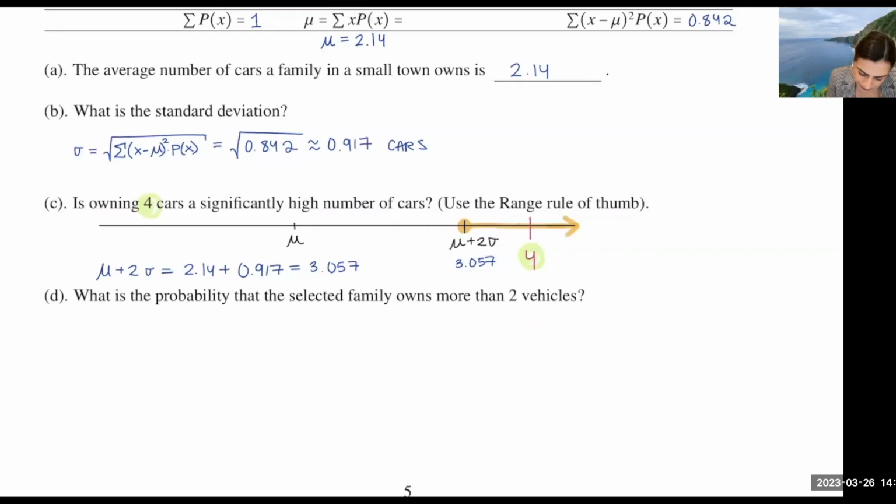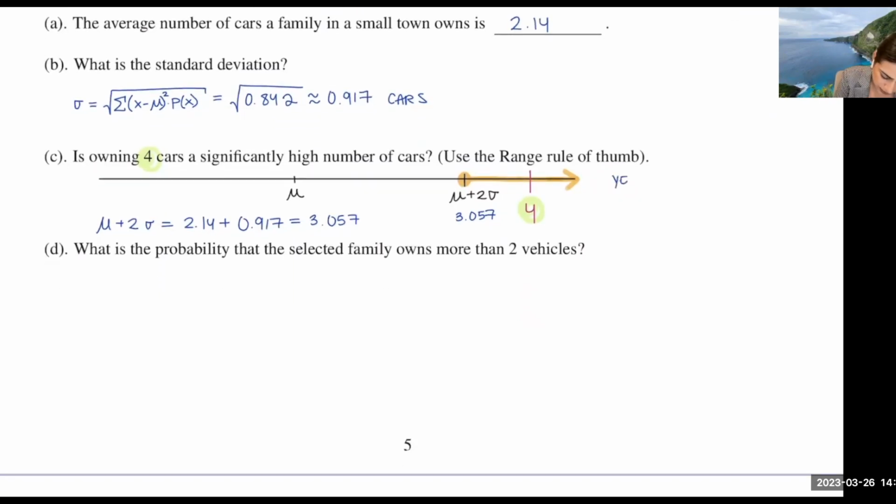Okay, so yes, owning 4 cars would be, you can say, unusual or significantly high. I hope that makes sense.